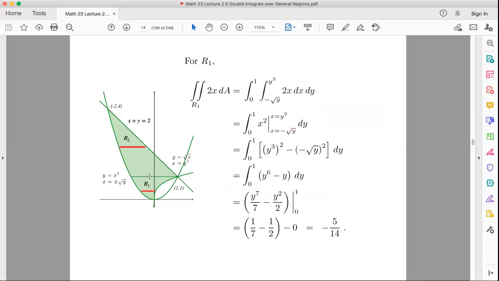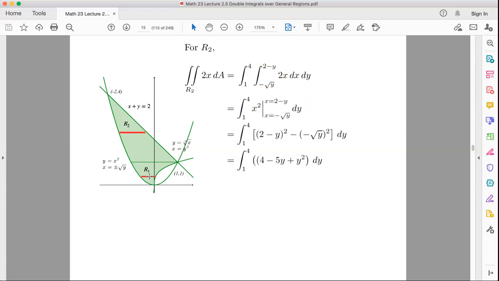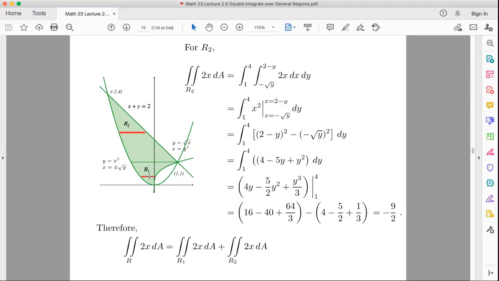For region R sub 2, we evaluate the inner integral with respect to x, evaluated from negative square root of y to 2 minus y. Then we simplify. Then we integrate with respect to y, evaluated from 1 to 4. We simplify, and we get negative 9 over 2.